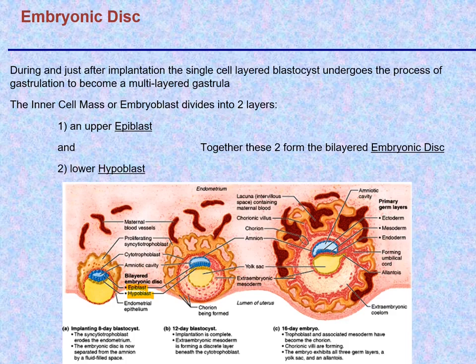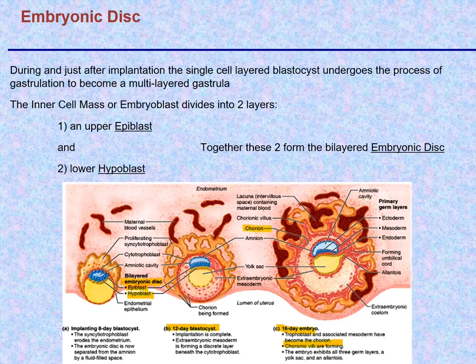By 12 days, the process has been completed in terms of the implantation, and the gastrulation process is ongoing, and you have that upper epiblast and lower hypoblast, and together these two layers form the embryonic disc, and that goes on to develop further, and you go towards chorionic development. Chorionic villi are further developed.